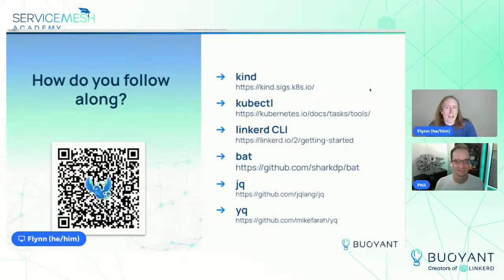If you do want to follow along, you will need kind. You will need kubectl. You will need the Linkerd CLI, obviously. You'll need bat if you want to run the shell scripts that I have. You'll also need jq, and I'm pretty sure you need yq in there, as well as Python and the shell and all that good stuff.